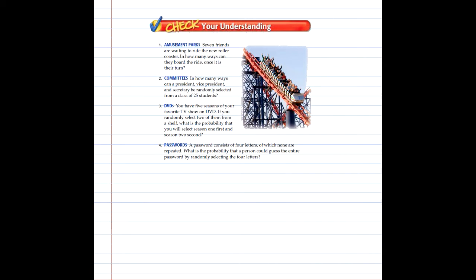7 friends are waiting to ride the new roller coaster. In how many ways can they board the ride once it is their turn? Well, let's see, 7 friends, so 7 ways the first person, then 6 times 5 times 4 times 3 times 2 times 1 gives us a total number of outcomes of 5,040. You'll learn later on that this could also be done on your computer with the factorial key. This would be 7 factorial.